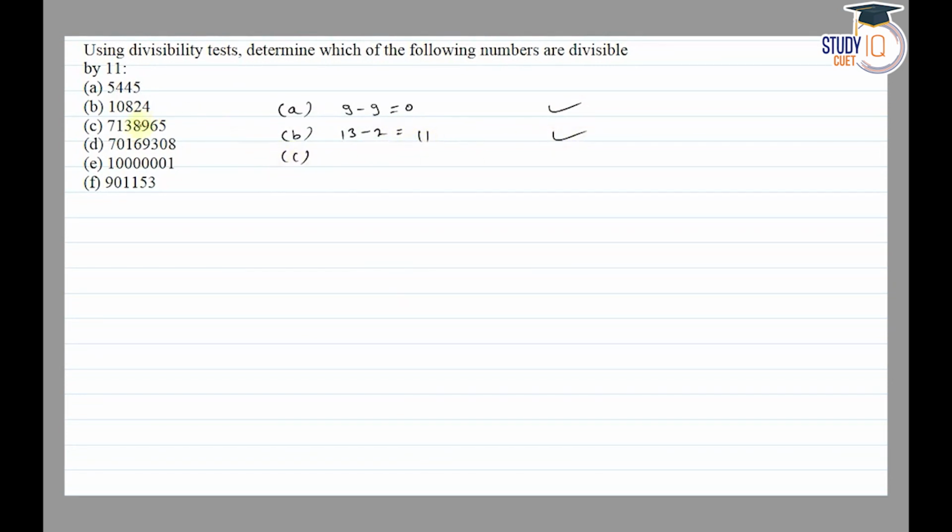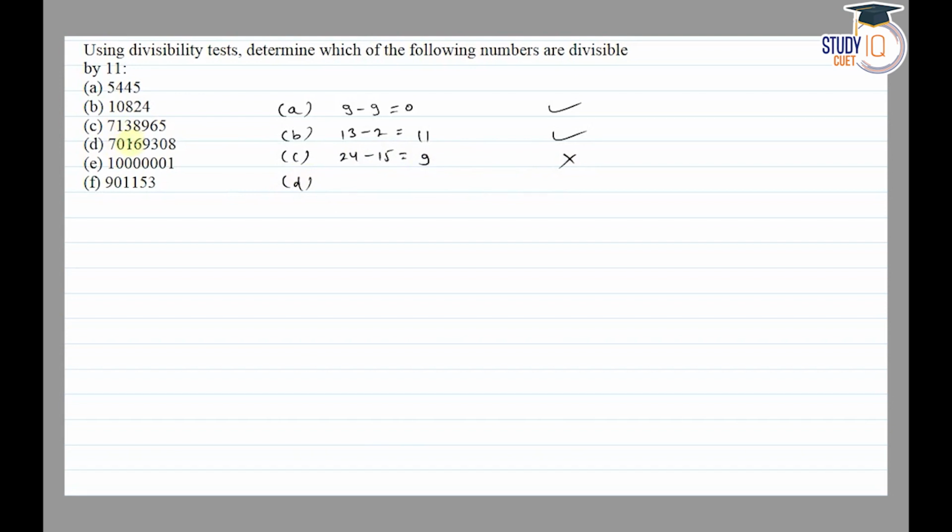C: 7 plus 3 is 10, plus 9 is 19, plus 5 is 24. Minus 1 plus 8 is 9, plus 6 is 15. 24 minus 15 is 9. It's not divisible by 11, so the number is not divisible by 11.